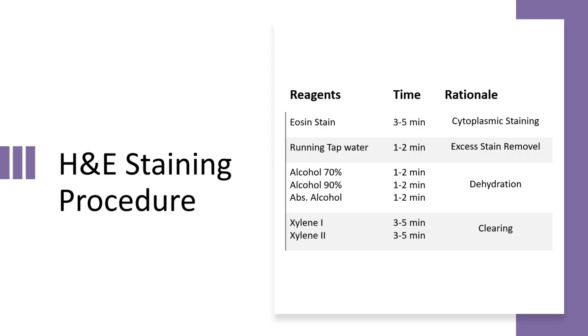Then we use 70% alcohol, 90% alcohol, and absolute alcohol for 1 to 2 minutes each, and this process is known as dehydration. Now we have performed the staining, and we have to observe the slide under the microscope. For better visibility and to increase the refractive index of the tissue, we use xylene, and xylene is not miscible with water. That's why we remove water, and the process is known as dehydration.